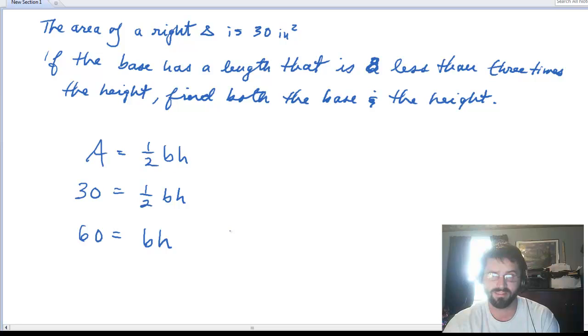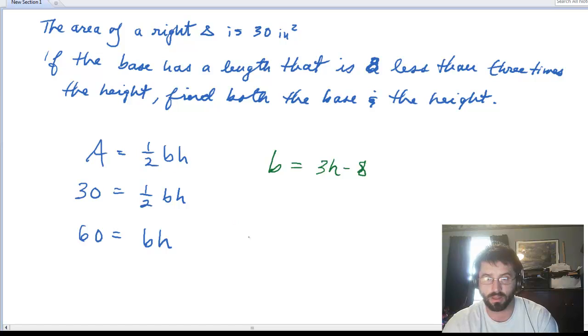Alright, the second sentence says if the base has a length that is 8 less than 3 times the height, that is 3 times the height minus 8. Find both the base and the height. Let me clean that up a little bit. Alright, so that is this if statement translated. It's translated into an equation. Because I have two equations now, I should be able to plug one into the other and solve.